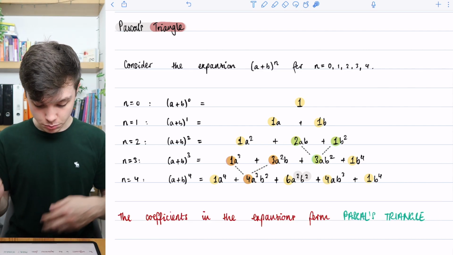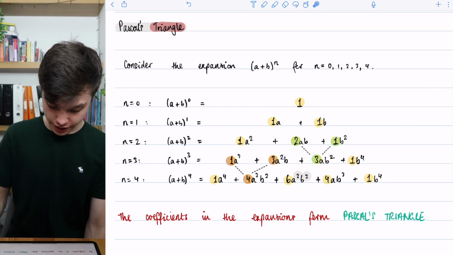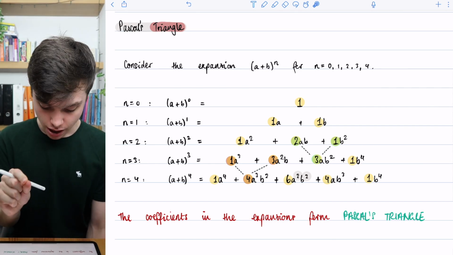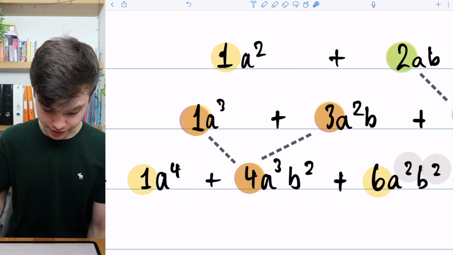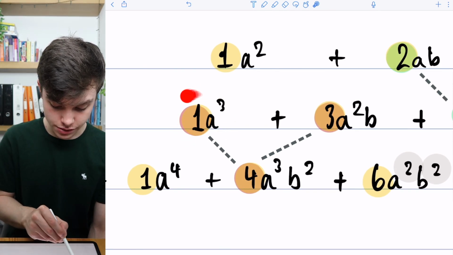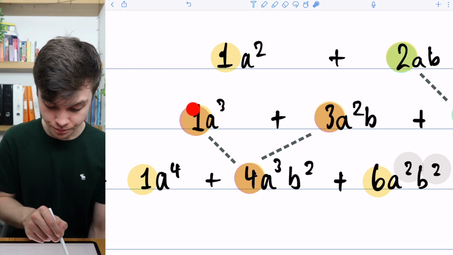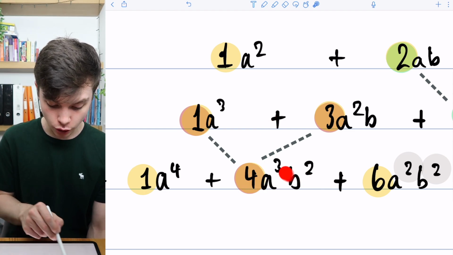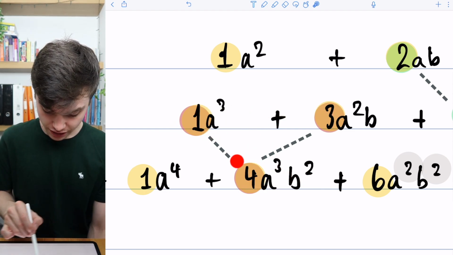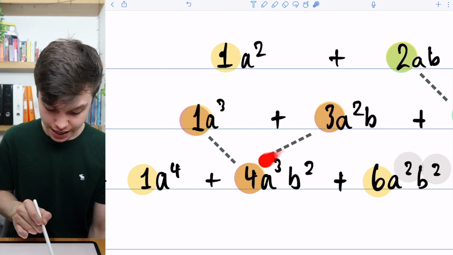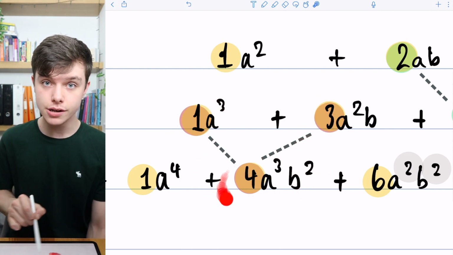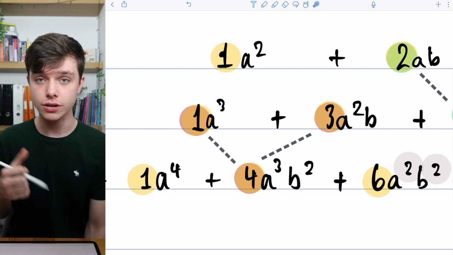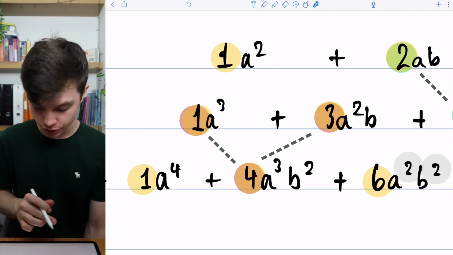And the reason for that is this. The coefficients in the expansions form Pascal's triangle. If we look at these orange ones here, if we add the coefficients of these two together, it gives me the coefficient of the term directly under these two. If we look at the lines connecting them, we've got a 1 here and a 3. Directly under those two is this term with a coefficient of 4. Adding those two coefficients together, we get 4, which is what we have directly underneath.